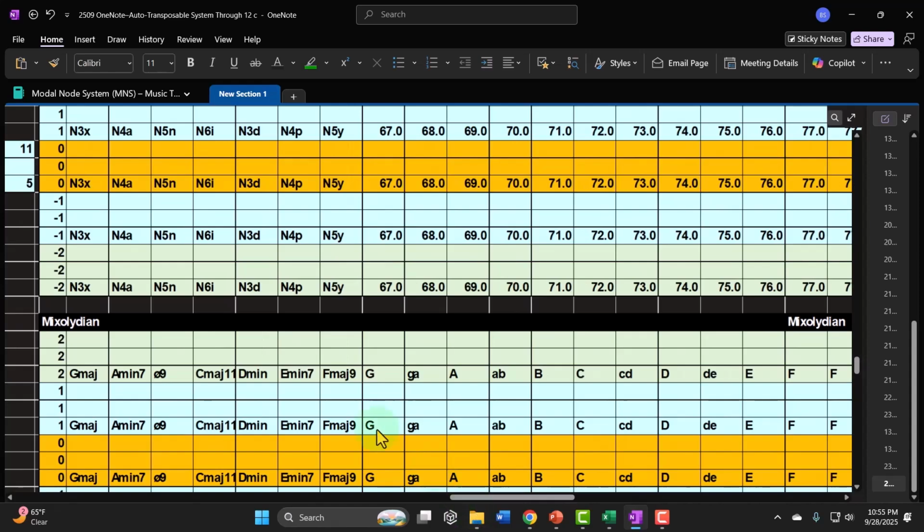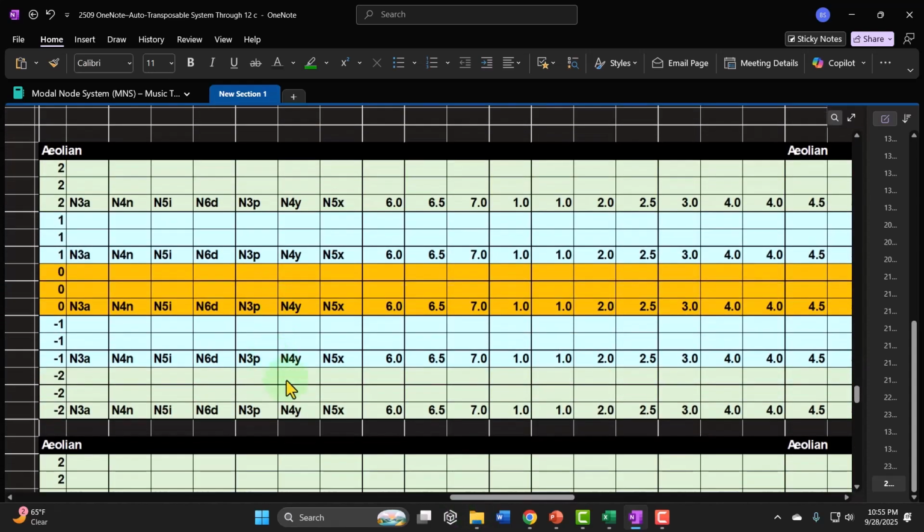And then if we go to this one, Aeolian, so now I started with the Ionian, and I shifted it up 5 knobs to get to the 6, which is Nashville number 6, which is the Aeolian.